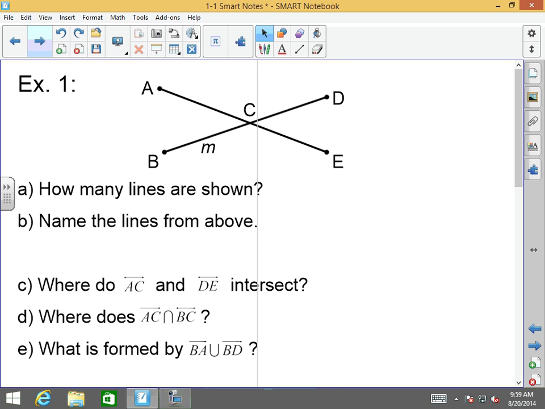Okay, example 1. How many lines are shown in this little figure here, guys? How many lines are shown? Yes, sir. 0. Very good. Absolutely 0 right now in this particular case. Why is this 0? Exactly, they're both segments.